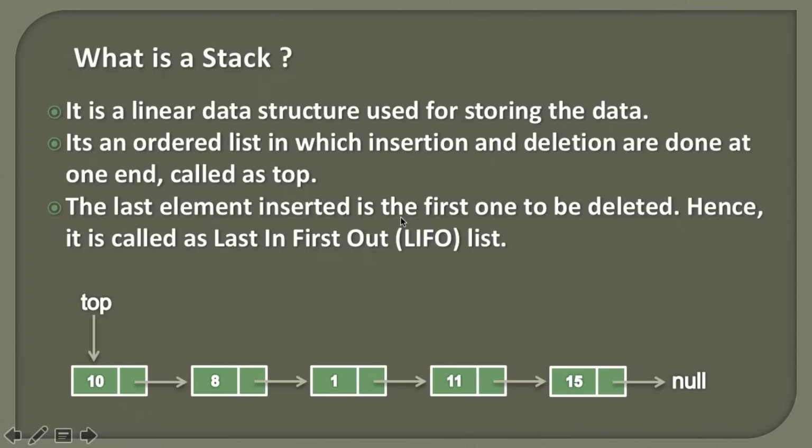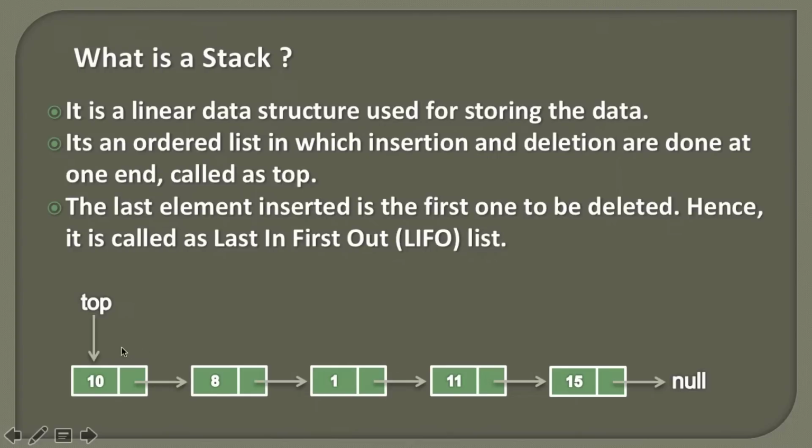We call it a linear data structure because it can be represented by a linked list or an array in which the nodes are adjacent to each other. Therefore, it's a linear data structure. The basic property of a stack is that it's an ordered list in which we insert and delete the node at one end, which is called the top.